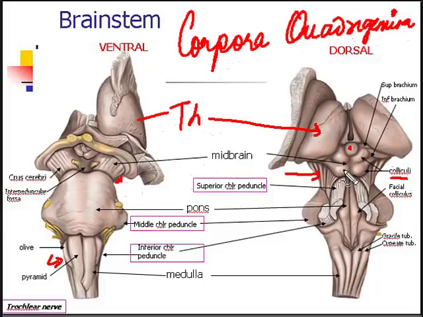Now this midbrain is connected to the cerebellum. If you remember, I told you by the superior cerebellar peduncle. So here you see the superior cerebellar peduncle. You can't see it on the ventral aspect. Then we are looking at the pons. So let me clear that. Now we're looking at the pons.